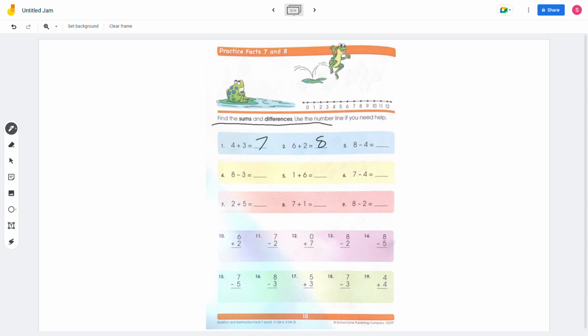For number 3, we're starting at 8, and then on this problem, we have minus, negative. So start at 8, and then go back 1, 2, 3, 4. And the answer is 4. For number 4, we have 8, and start at 8, and go back 3. So 1, 2, 3. And the answer is 5. Number 5, we're back to addition. So start at 1 and go 1, 2, 3, 4, 5, 6. And the answer is 7.